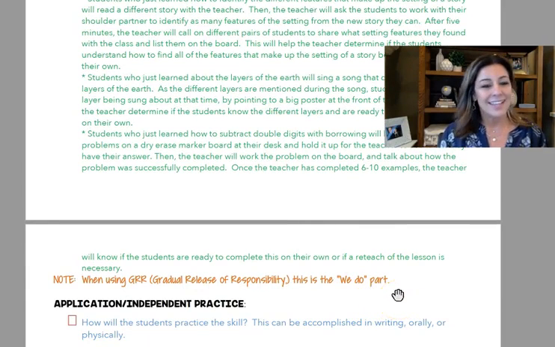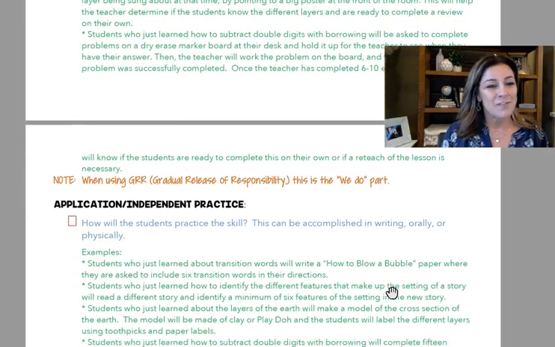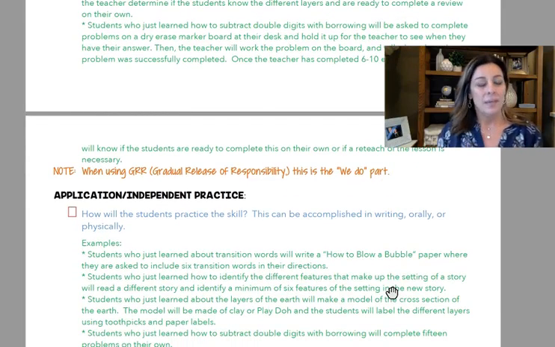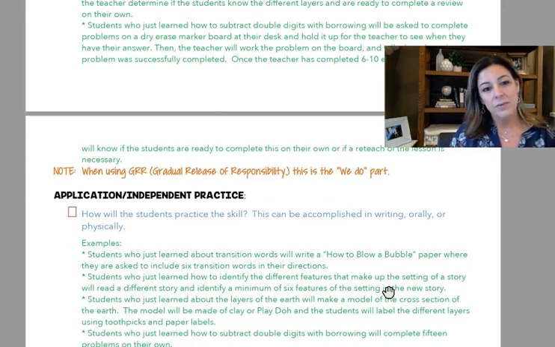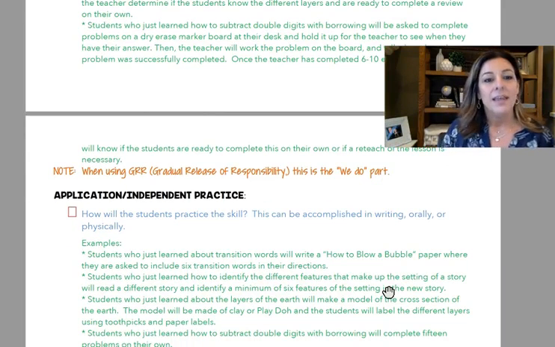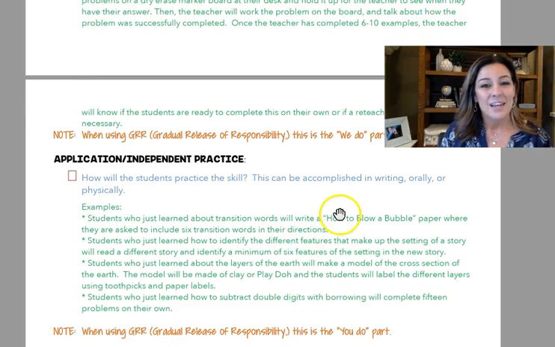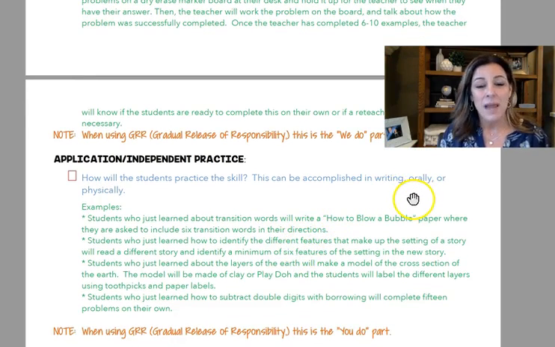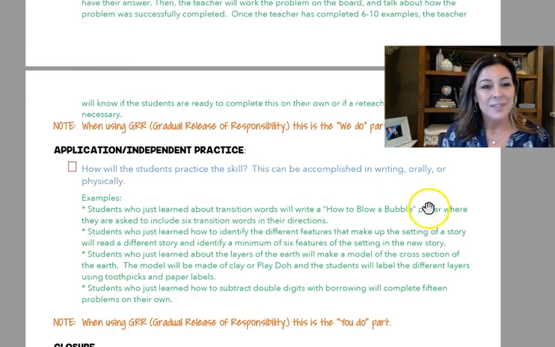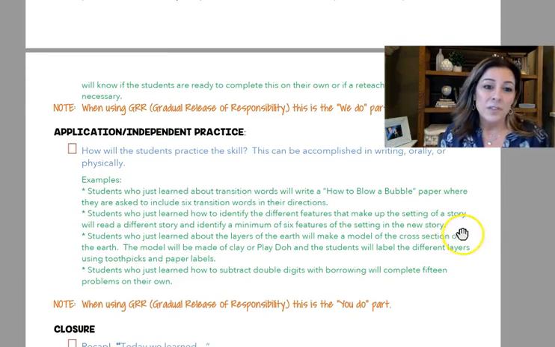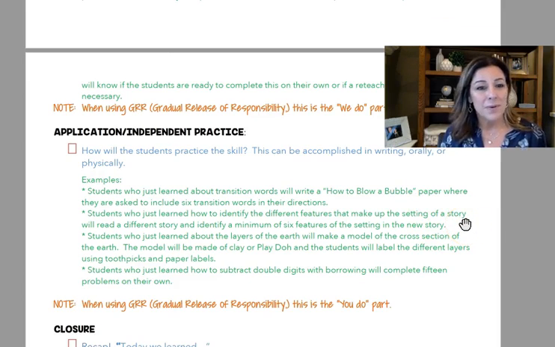So we did this together, and finally we're ready for our application where they apply what they just learned and they have independent practice. They can do this all on their own or with a partner or maybe as a team. So how will the students practice the skill? It can be accomplished in writing, it can happen orally or physically. So some examples. Students who just learned about transition words will write a how to blow a bubble paper where they are asked to include 6 transition words in their directions.